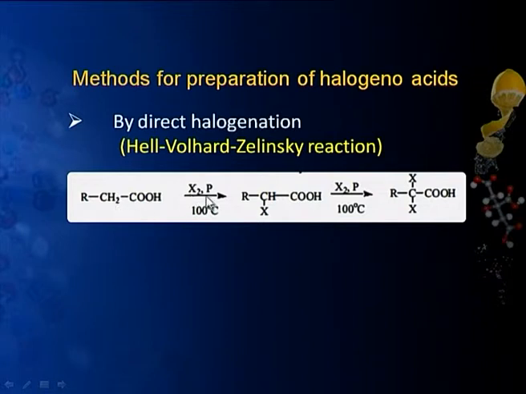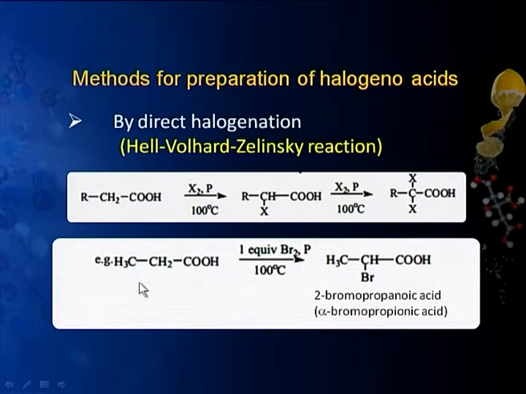It is treated with halogen in presence of phosphorus. First one hydrogen may be substituted, and if halogen is in excess, then the second hydrogen may also be substituted and we may get even a dihalo acid, but halogen will be introduced at the alpha position. This reaction is mainly successful, as we have studied earlier, when halogen is either chlorine or bromine.